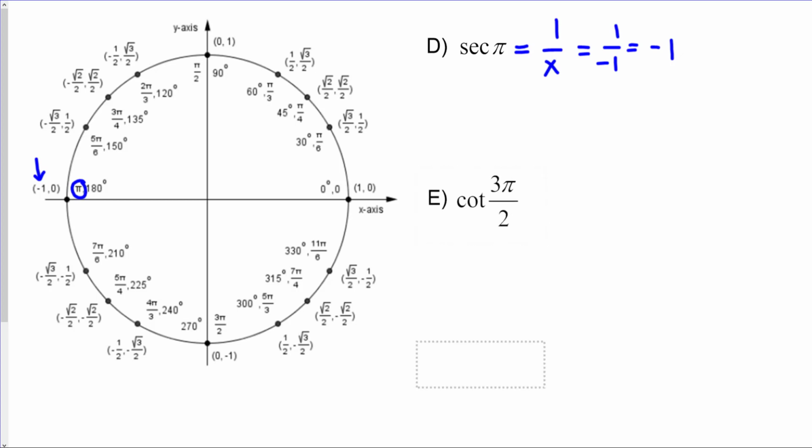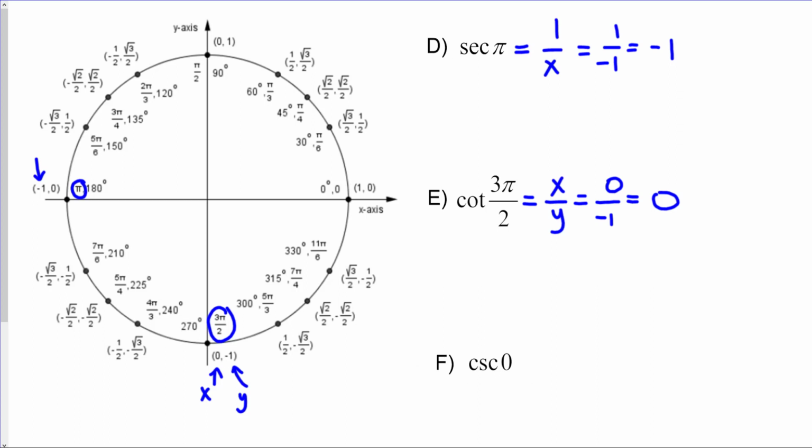Cotangent of 3 pi over 2. So 3 pi over 2, I find it right here. Again, it's a quadrantal angle, just like the pi angle measure. And in this particular case, the cotangent is x over y. X in this case is 0, and y in this case is negative 1. So 0 over negative 1, cotangent of 3 pi over 2 is 0.